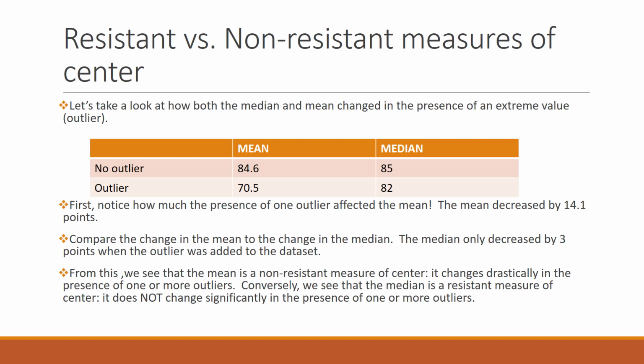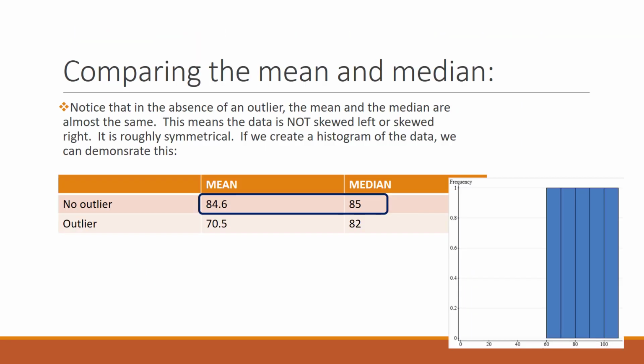From this, we can see that the mean is a non-resistant measure of center. It changes drastically in the presence of one or more outliers. Conversely, we see that the median is a resistant measure of center. It does not change significantly in the presence of one or more outliers. Another thing we can learn is that in the absence of an outlier, the mean and the median were almost the same. When the mean and median are the same or very close to the same, this tells us that our data is not skewed.